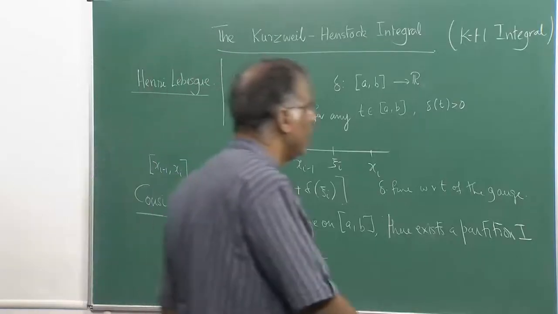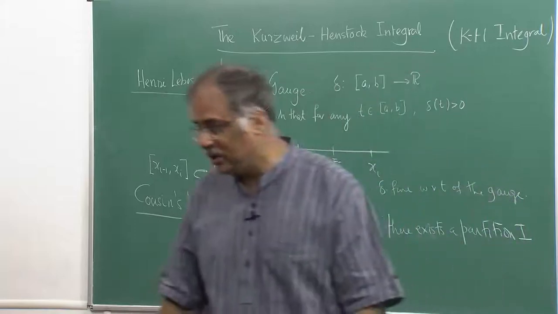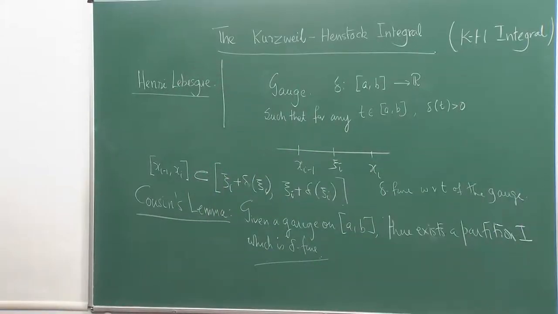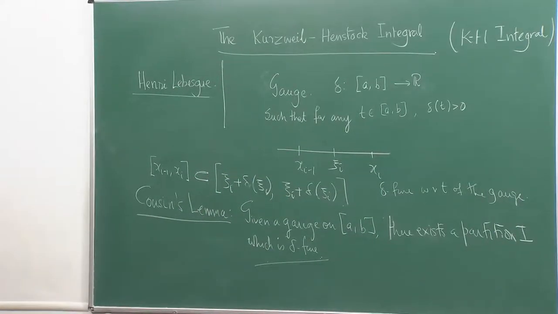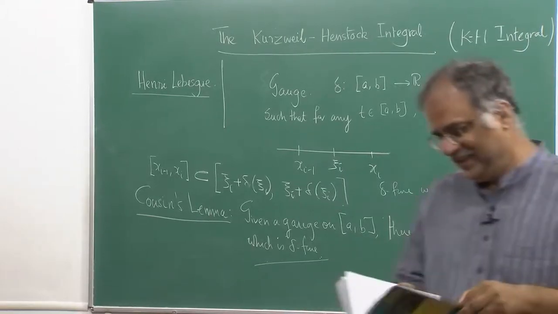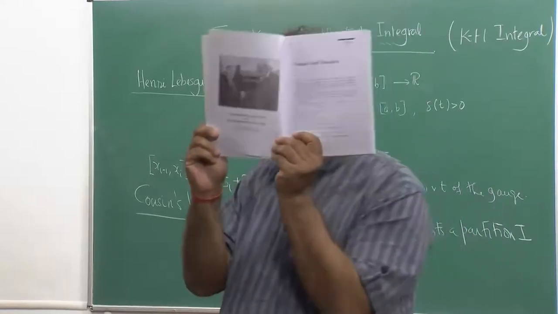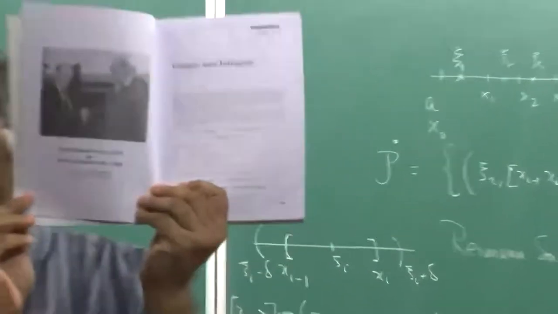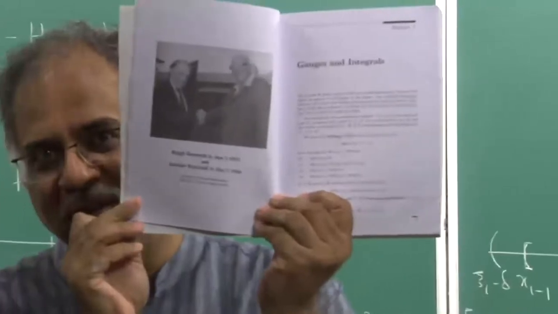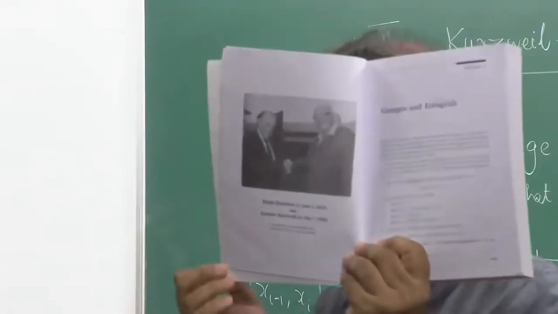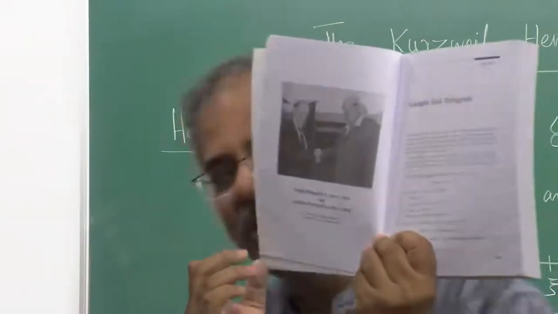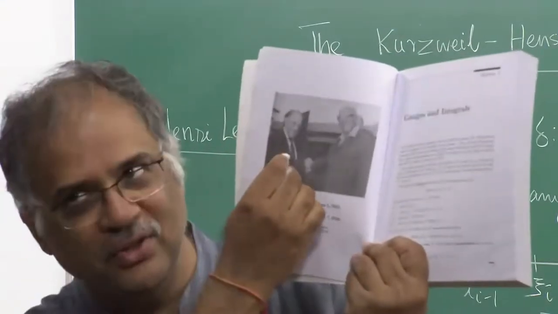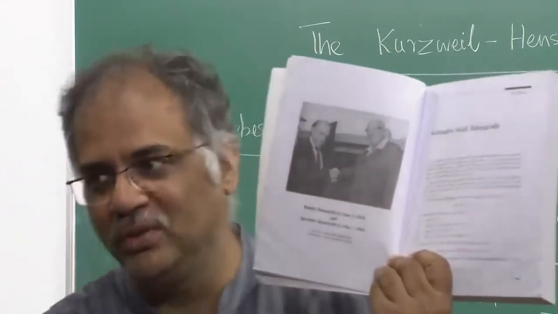So now we are going to define the KH integral. For those who want, I can show you the pictures of those two mathematicians from the book, maybe you would understand something. I do not know how visible it is to you, but maybe they can zoom in the camera and show you. So here are the two mathematicians, here is the English one, Henstock, and here is the Polish one, Kurzweil. So Henstock and Kurzweil.